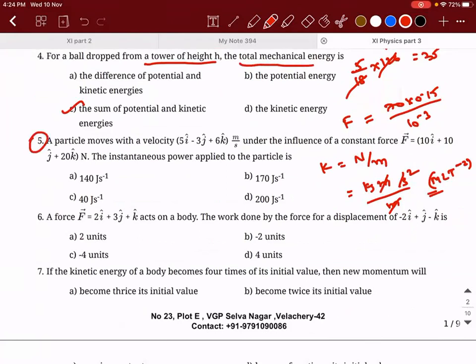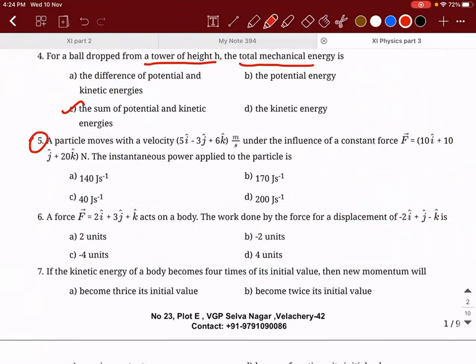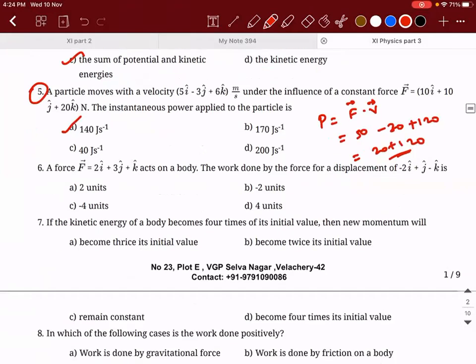Fifth one. A particle moves with a velocity of 5i cap minus 3j cap plus 6k cap meter per second under the influence of a constant force F is equal to 10i cap plus 10j cap plus 20k cap. The instantaneous power delivered. So what is the relation between power, force and velocity? Power is equal to F vector dot V vector. So what will be the answer? 50 minus 30 plus 120, it is going to be 140 joules per second.